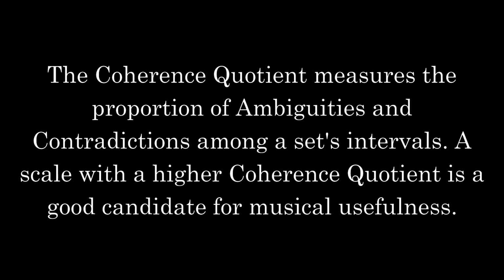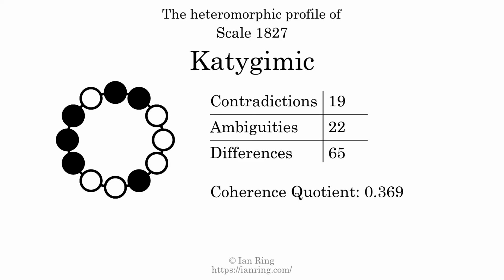The coherence quotient measures the proportion of ambiguities and contradictions among a set's intervals. A scale with a higher coherence quotient is a good candidate for musical usefulness. The coherence quotient is 0.369.